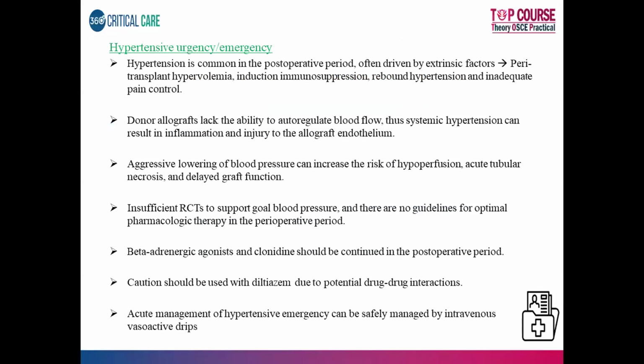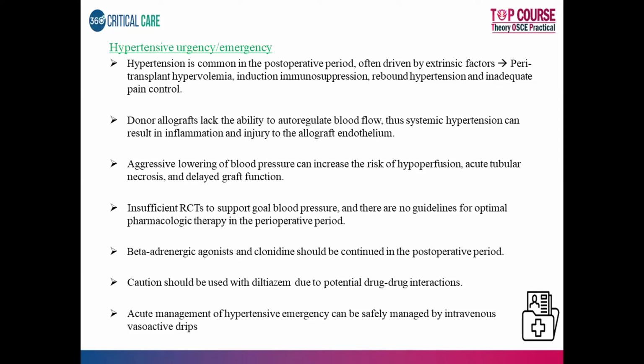The first one is hypertensive urgency or emergency. I think most of you have seen that when you receive the patient from the renal transplant, within around 5 to 6 hours, the nurse comes to us and tells that, ma'am, the BP is too high. If you see it is more than 180 or 200, that is a hypertensive emergency. How do you manage these patients?